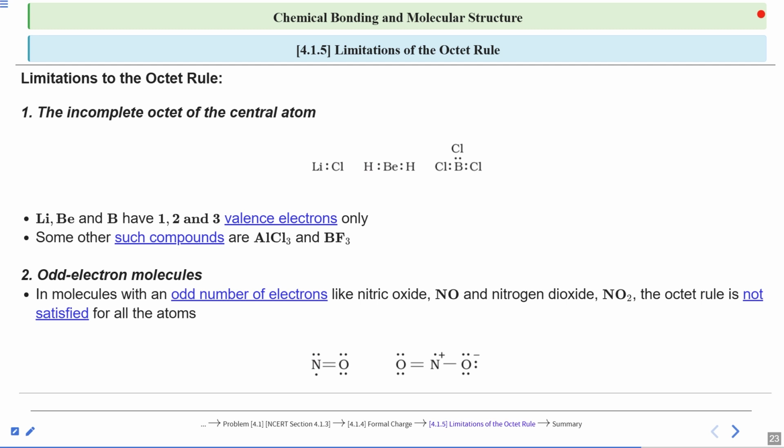Now here, students, you have a task to do. Just try to calculate the formal charge on each of the elements of NO2, meaning on the nitrogen and both of the oxygens. What will be the formal charge on these 3 elements of NO2? I am leaving this task to you.